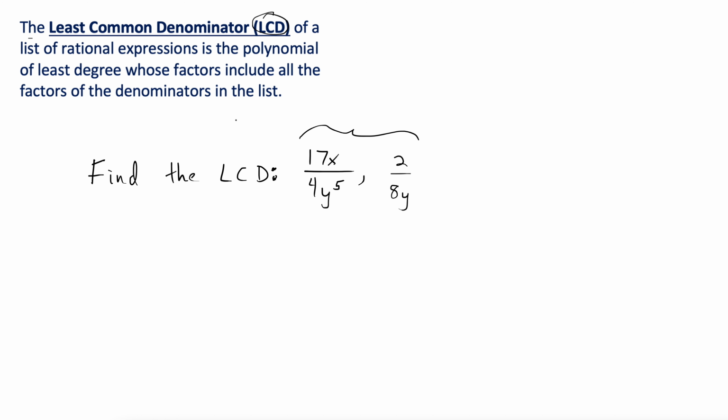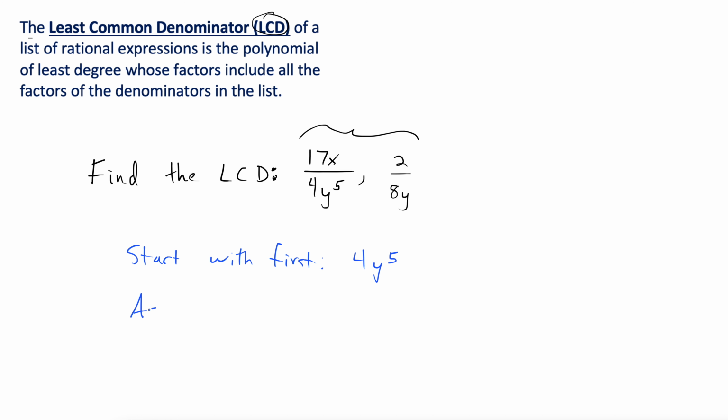Okay, so what that means is we want to find a denominator, you can think of it as something that includes these two denominators here. So in this example, 17x over 4y to the fifth and 2 over 8y, we want to find the LCD, the least common denominator. The way you do this is you start with the first one. Okay, so 4y to the fifth.